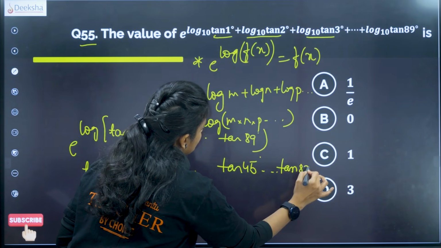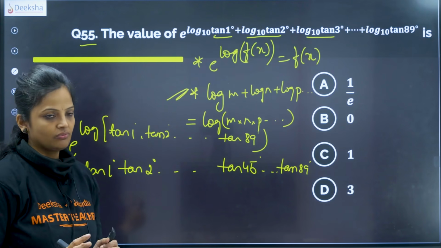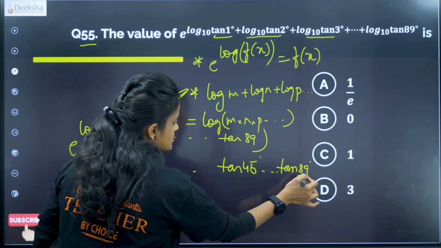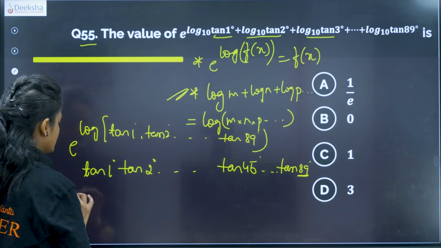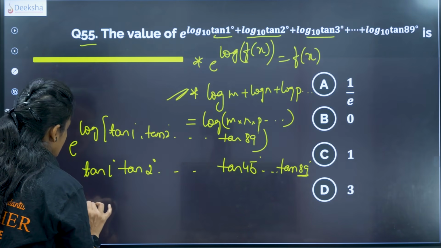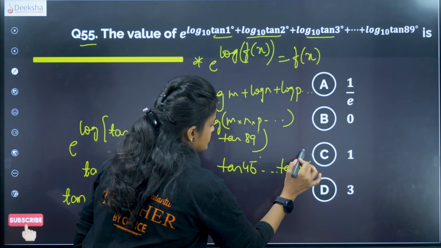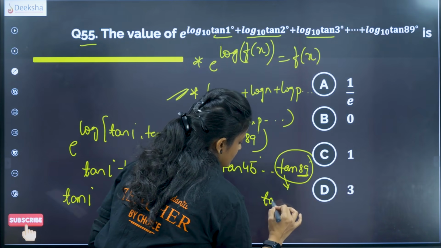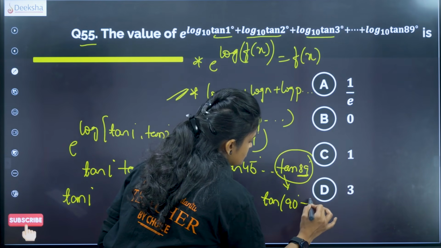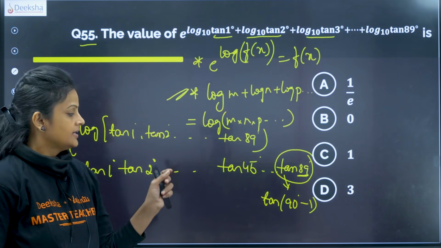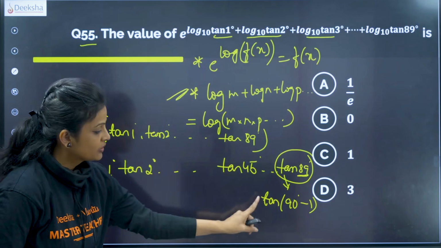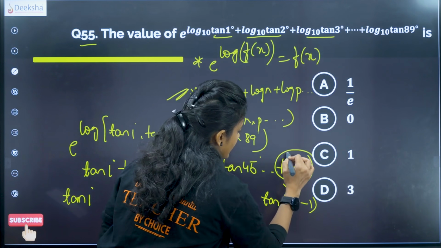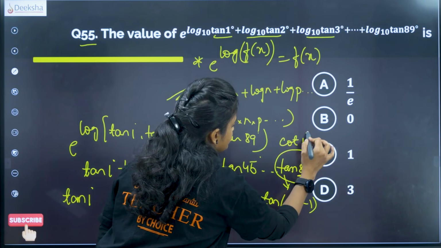I took the in between one, 45, because we know that value. So tan 45 is 1 anyway. Now convert this last one. Tan 1 degree, change this to cot. This I can write as tan of 90 minus 1, right? Because 90 is there, the co-ratio applies, that's why we can write this as cot 1 degree.